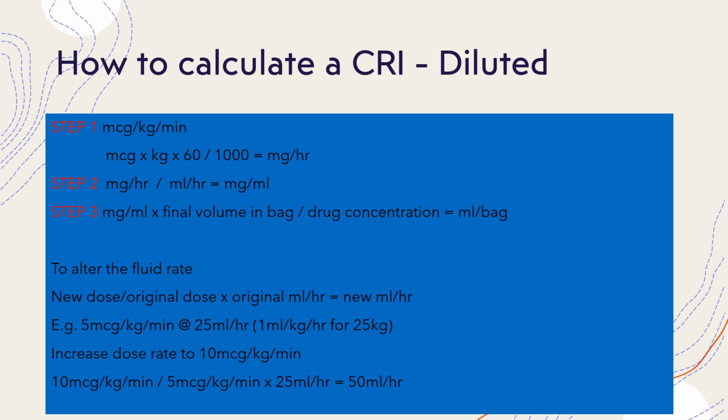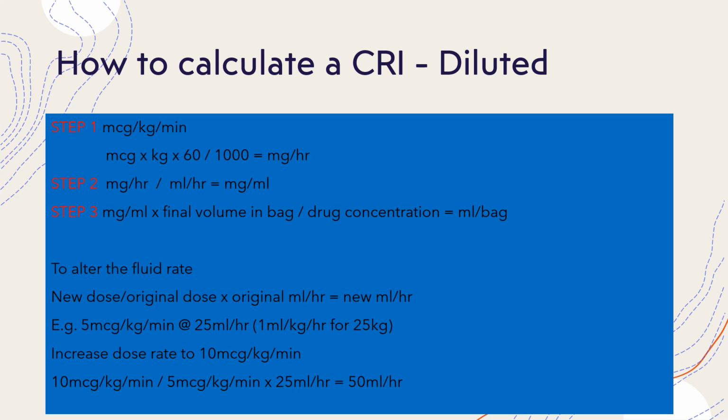Step 3 would be your milligram per mil times your final volume in your bag divided by your drug concentration, and this will give you the mil of the drug that you need in that bag. Your final volume in your bag could be anything from 100 ml, 500 ml or 1 litre, but just remember, if you're using a litre bag, you need to put 1000 ml, not 1 in there.